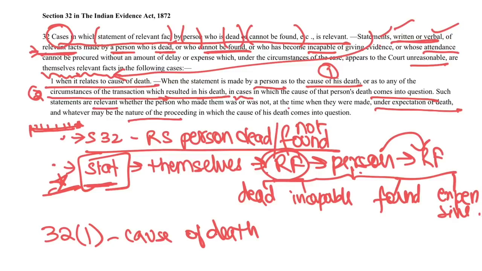So now you've read the section, now you will make your own notes on it. Right now you know the heading of the section, you know that this is a section in which the statement itself becomes a relevant fact, and now clause 1, which is the most important part of this section, is regarding the dying declaration. So it is about the cause of death or a circumstance of the transaction which ultimately resulted in death.